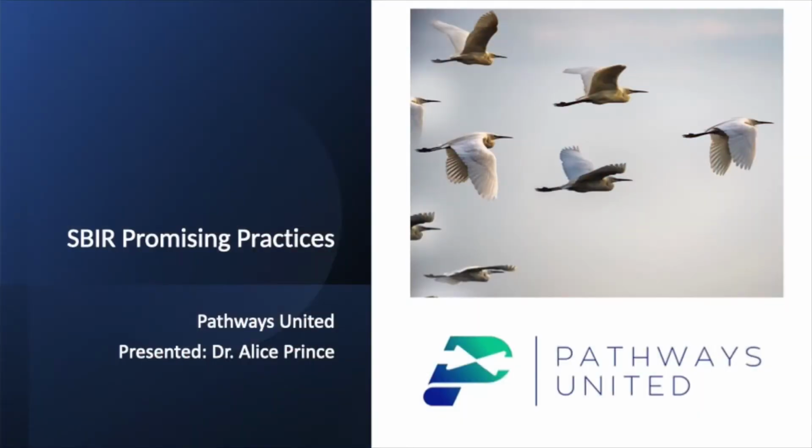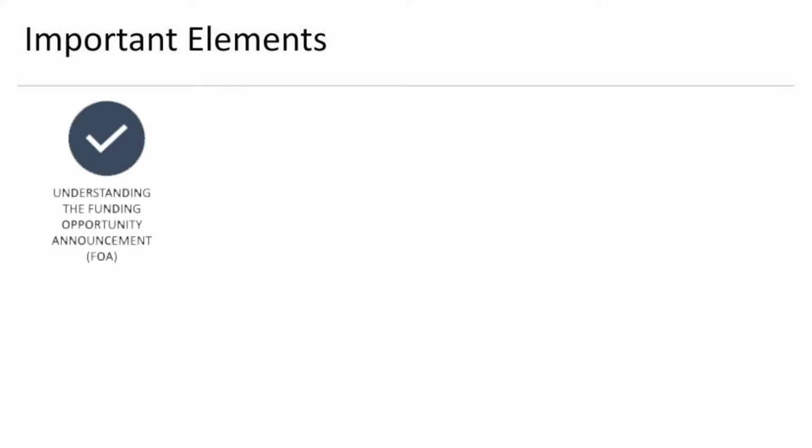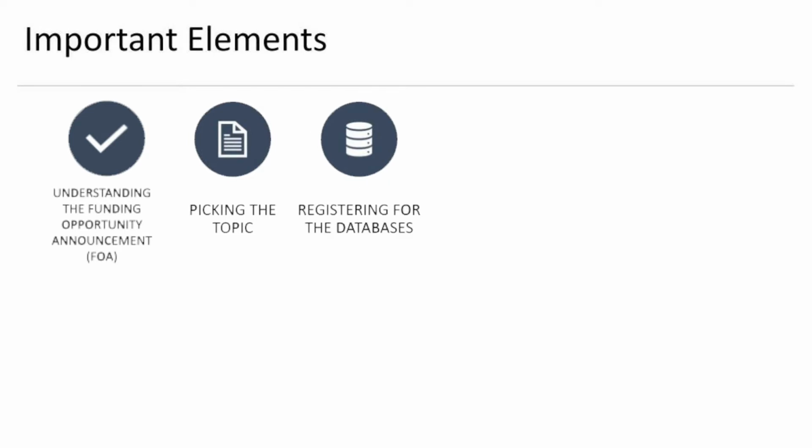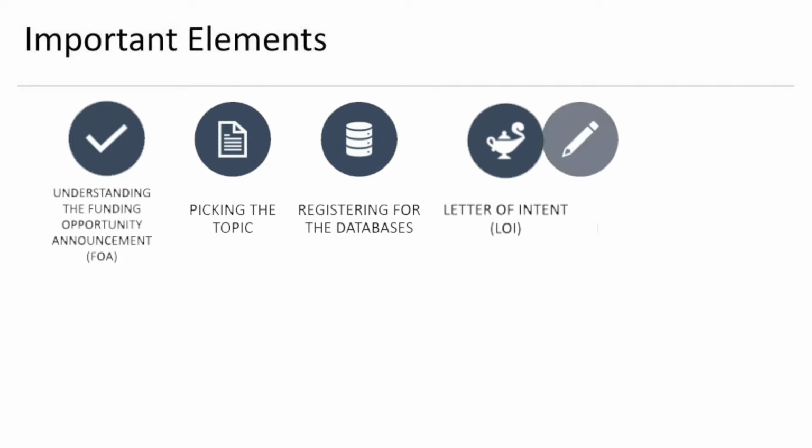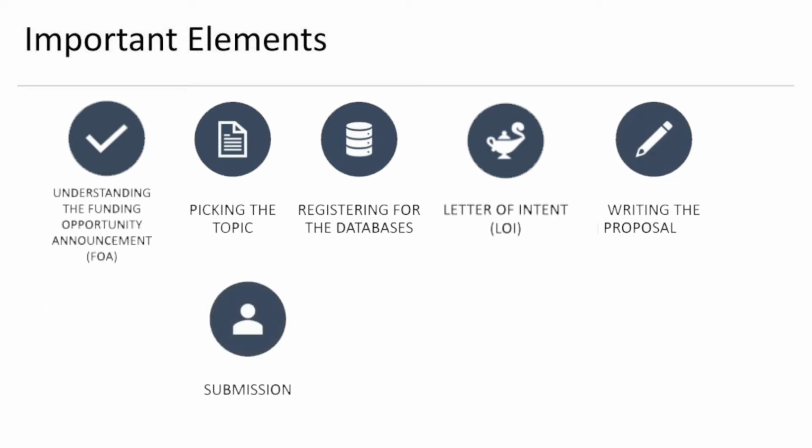Today's workshop is entitled Promising Practices for Submission with the SBIR through the Department of Energy. The roadmap for our workshop today is first, we're going to talk about the funding opportunity, also known as the FOA. And then we're going to dive deep into picking a topic. I'm going to move along to registering for all the databases. We're going to dive into the letter of intent, also known as the LOI. And then we're going to talk about actually writing the proposal, how to submit the proposal. I'm going to go over some pitfalls, and then we're going to end the journey with success strategies.